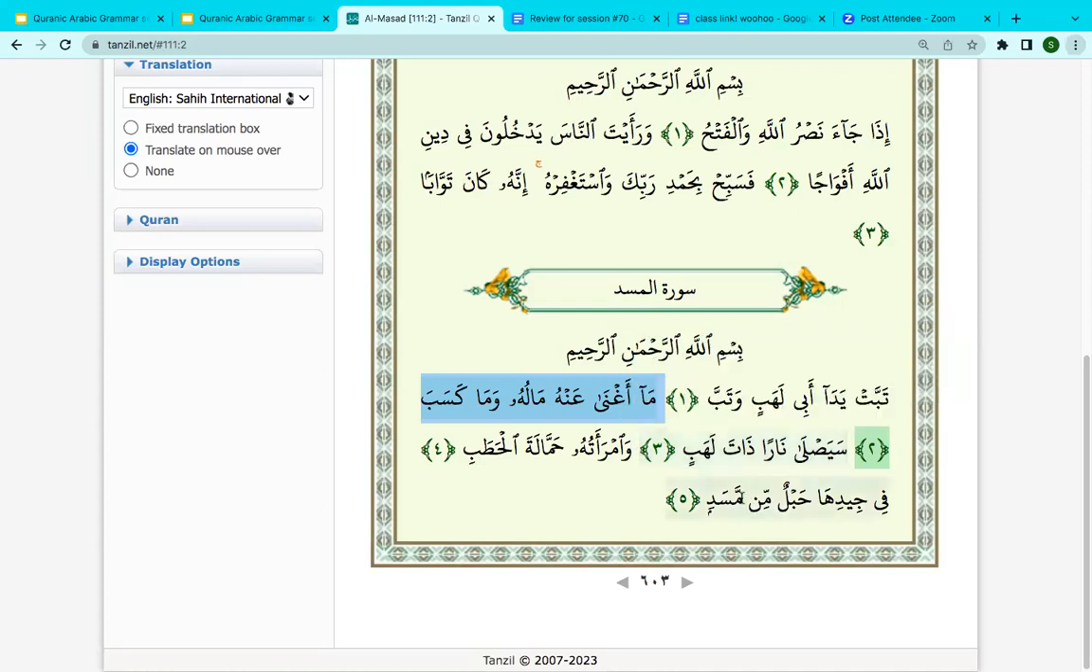Okay, so let me take you to the next verse, sayasla. Now look at the word sayasla. One word or two words? Tell me. This is how you are going to learn, and things will stick with you. Two words. Tell me, what are those two words? Seen and yasla. Seen and yasla.